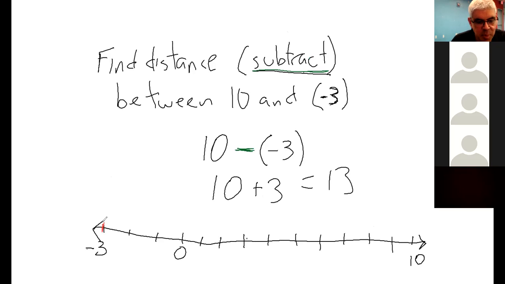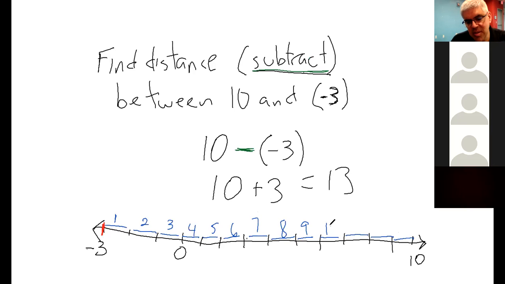So this is my starting point, it doesn't count. I'm going to count 1, 2, 3, 4, 5, 6, 7, 8, 9, 10, 11, 12, and 13. This is not the numbers on the number line. This is my number of spaces I'm counting. And all total, until the number 10, I have 13.